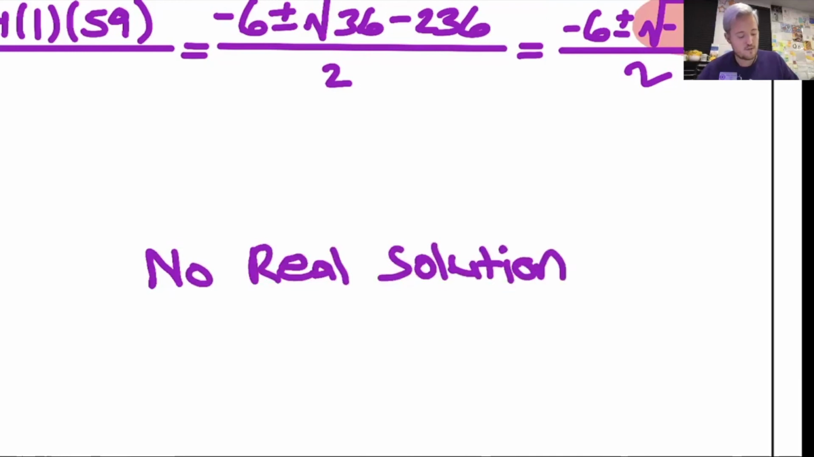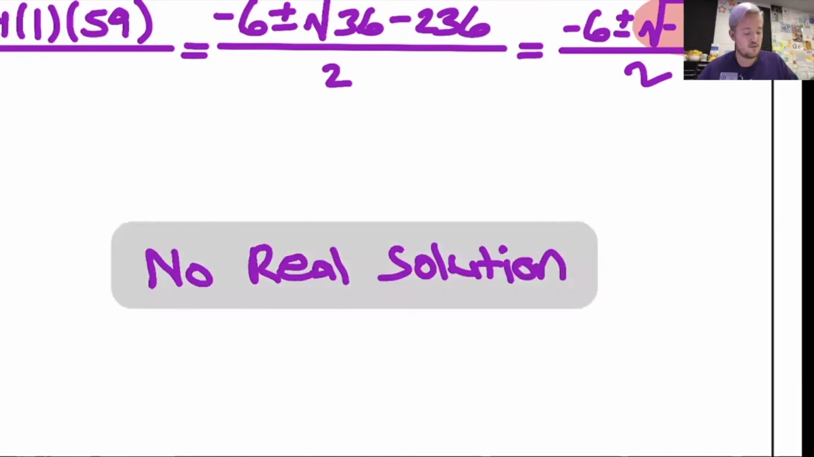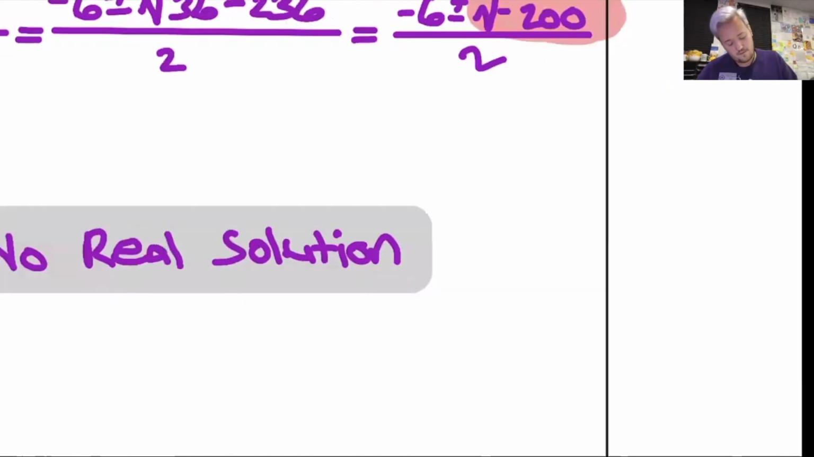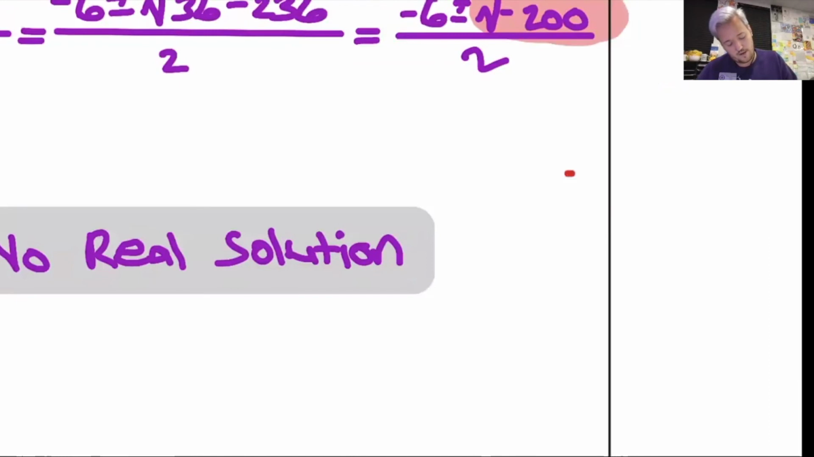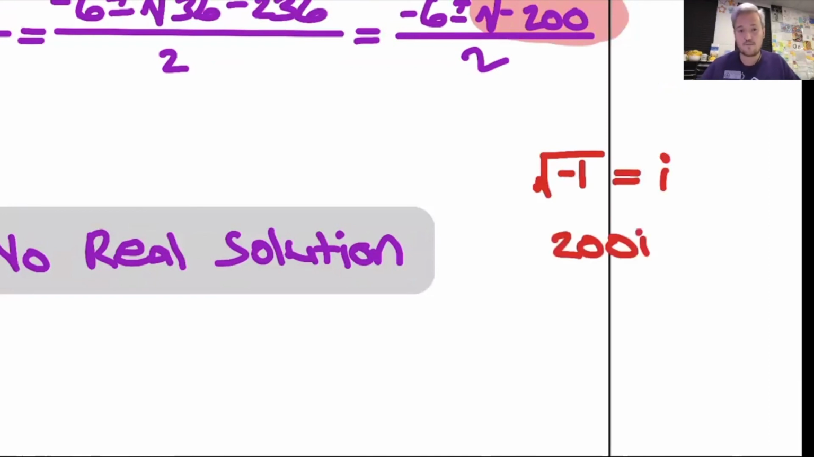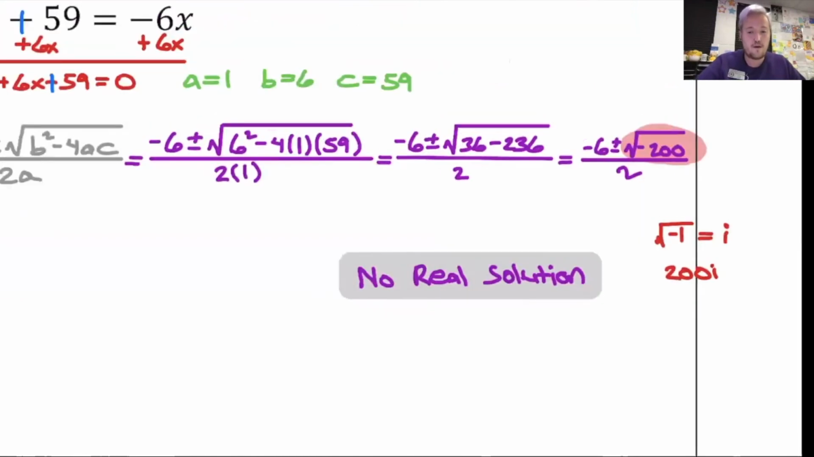So for any Algebra 2 folks out there, you could find the complex solutions. Just remember to find the square root of -1, you're going to be using i. So that means you're going to be solving for 200i and then simplifying from there. So have a blast.